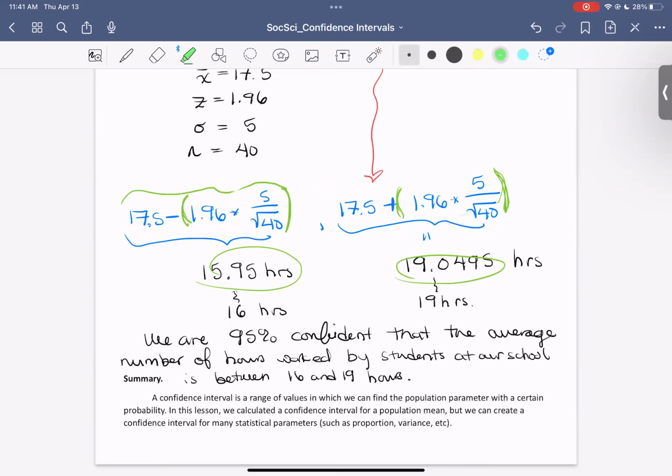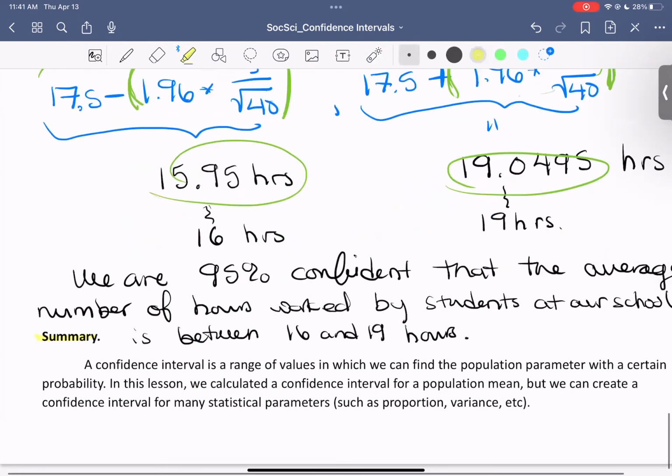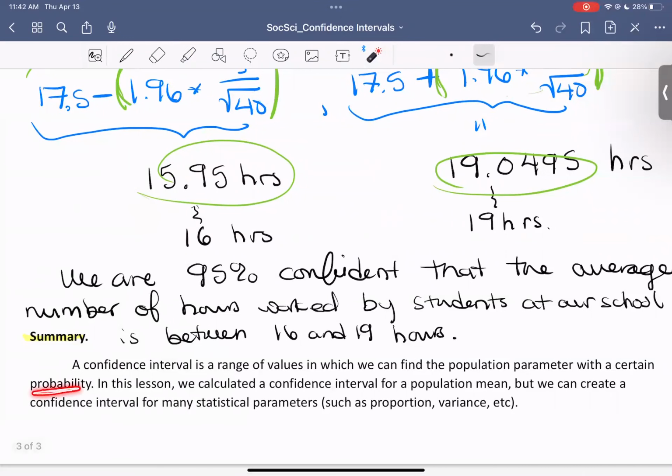All right, so now let's just summarize what we discussed here. In summary, what did we learn? We learned that a confidence interval is a range of values in which we can find the population parameter with a certain probability. So we're not always going to find that population parameter in that range, but a certain percent of the time we will. In this lesson, we calculated a confidence interval for a population mean, but we can create a confidence interval for many statistical parameters. For example, a proportion of a sample, the variance of a population, etc. All right, thank you so much for watching.